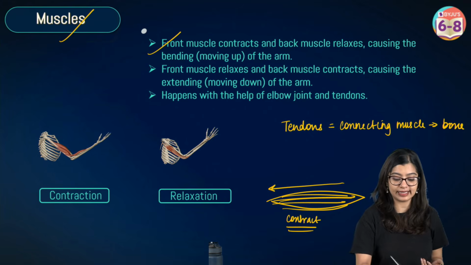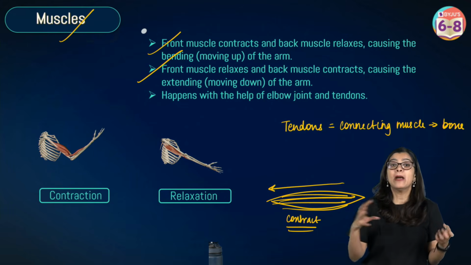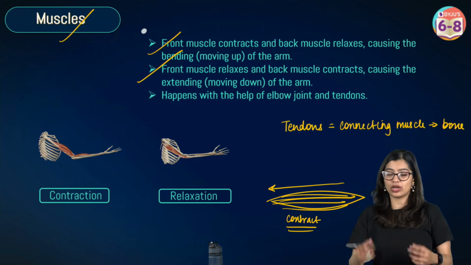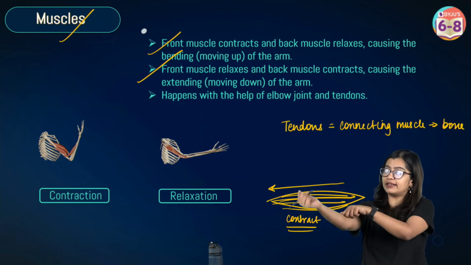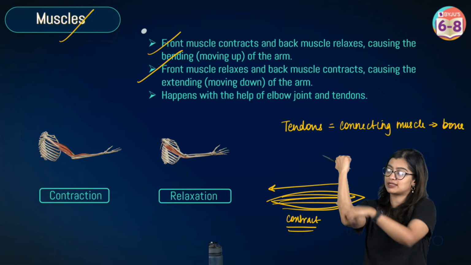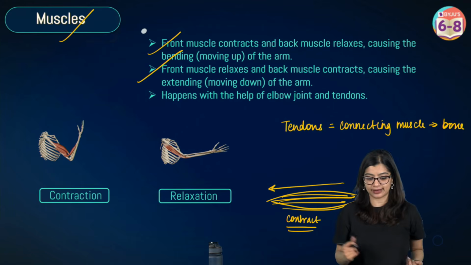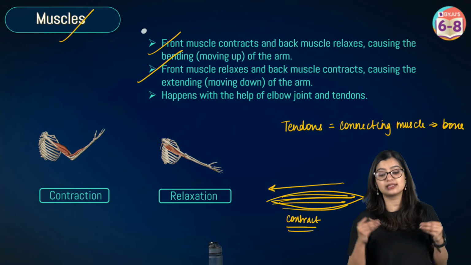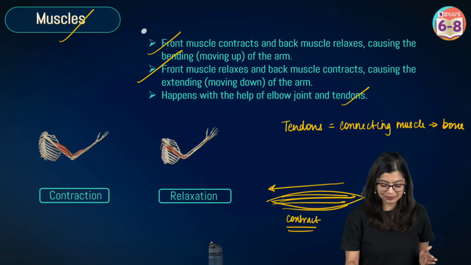Which is why, in order for muscular movement or flexible movement to happen, muscles work in pairs. So if I want to do this movement, I have a certain kind of muscle pulling it in this direction. But if I want to bring it back, I have another kind of muscle which will pull in the opposite direction so that I can do the opposite activity. So muscles contract and relax and they work in pairs.